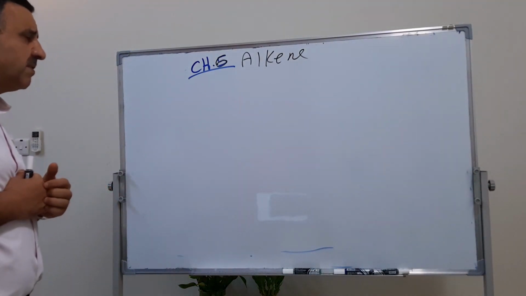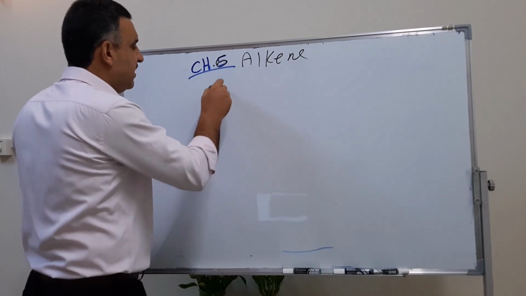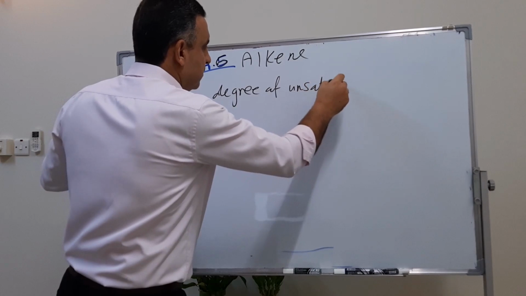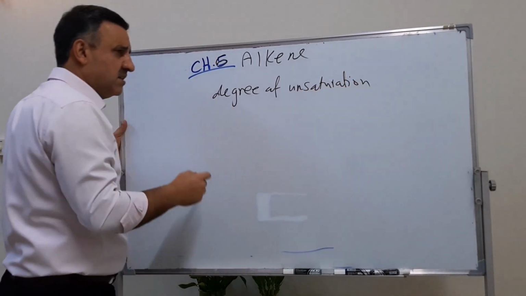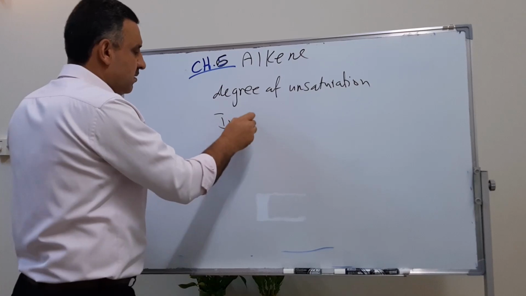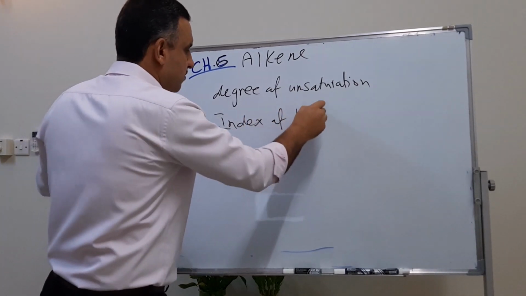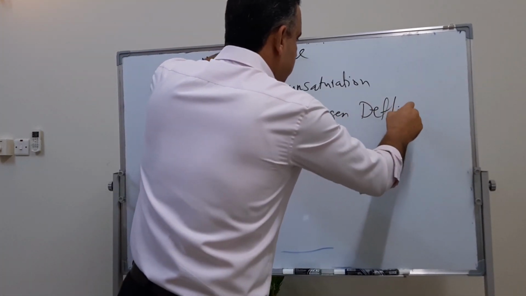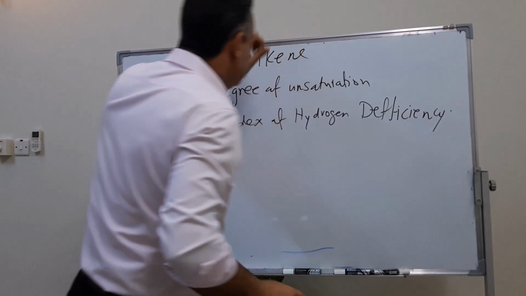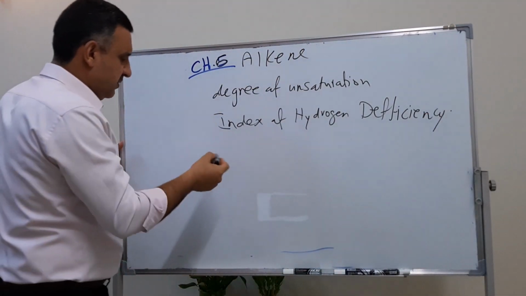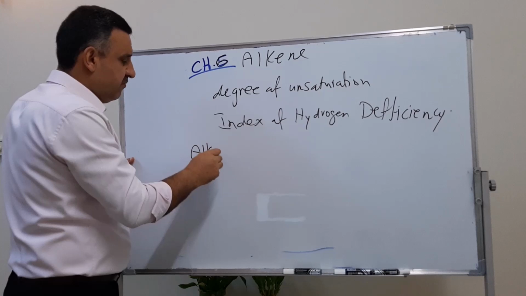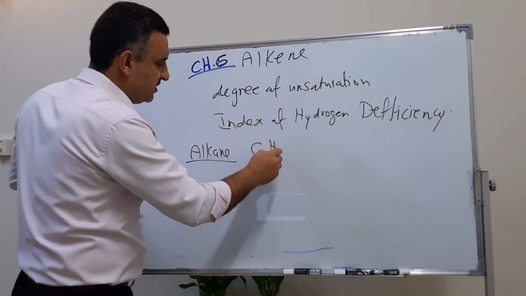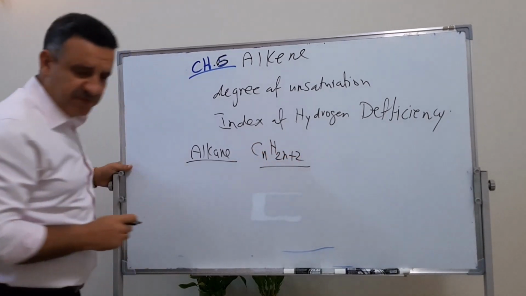So first, before talking about the alkene, let's talk about the degree of unsaturation, or sometimes in certain textbooks we call it the index of hydrogen deficiency. In principle, as we said before, for any alkane, a saturated hydrocarbon, the general formula will be CnH2n+2. Do you follow me?